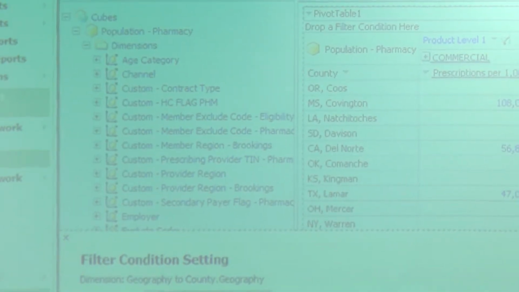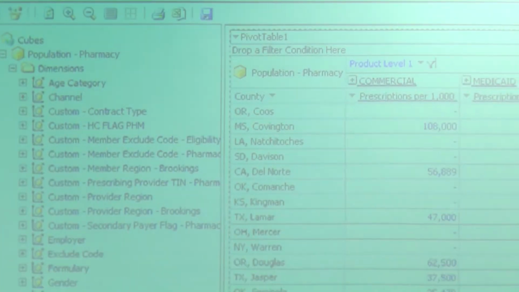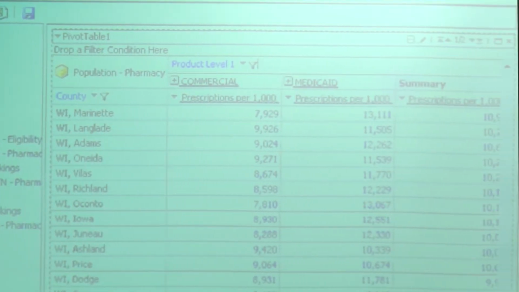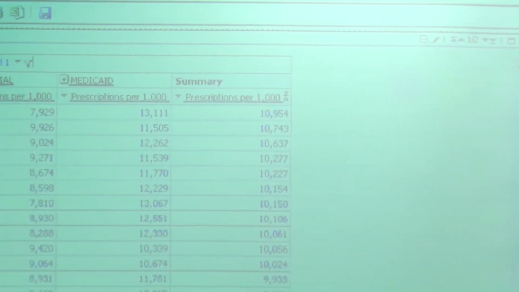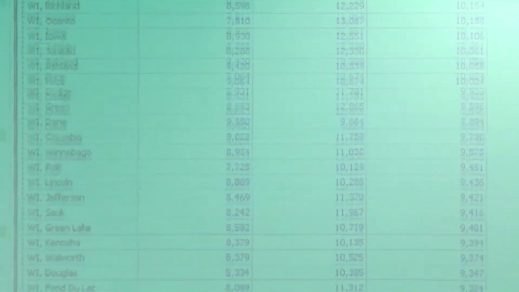I think everybody's doing it because it's taking longer. There we go. So now we have by county, by commercial, and by Medicaid, and you can see there's a different rate.